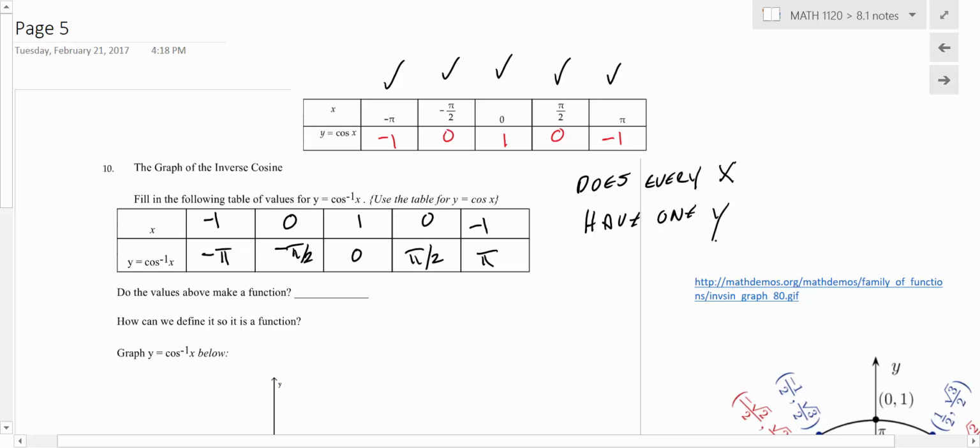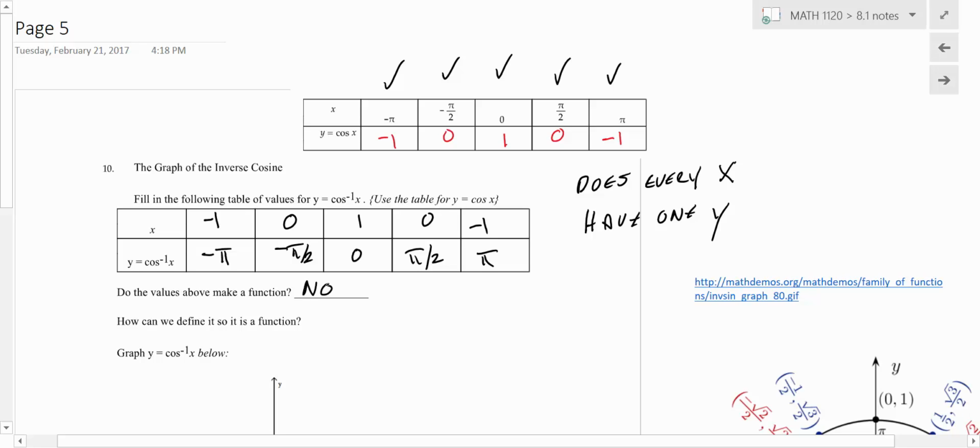Okay, let's look at 0. How many y values does 0 have in this table? 2. That's 2, so it's not a function. How many y values does -1 have? That's 2. It's not a function. That is not a function, and we want this to be a function. So that's not a function.